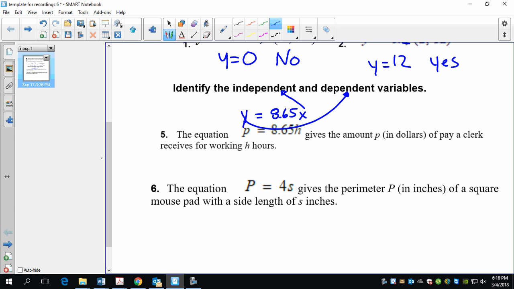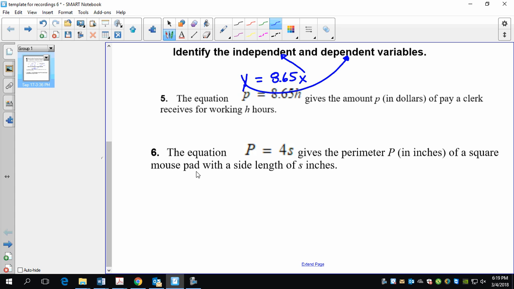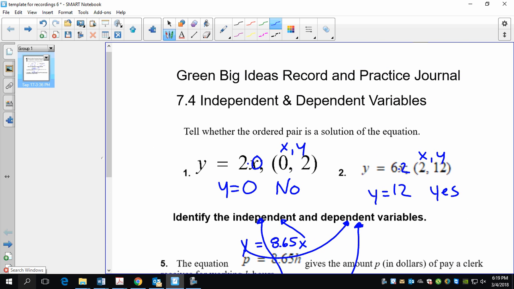Now for these problems, 5, 6, I believe 7 and 8, they're all pretty much the same. If we write it in x and y, it would be y equals 4x. And again, the y is the dependent variable, and the x is the independent variable. So this is 7.4. We're talking about independent and dependent variables.